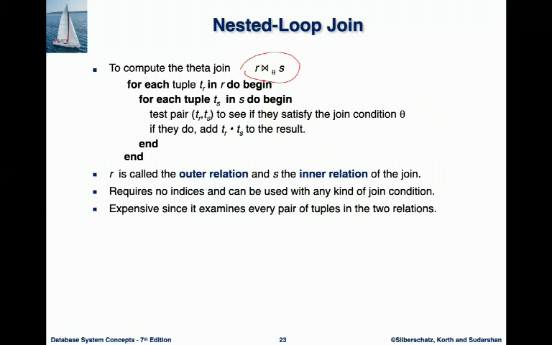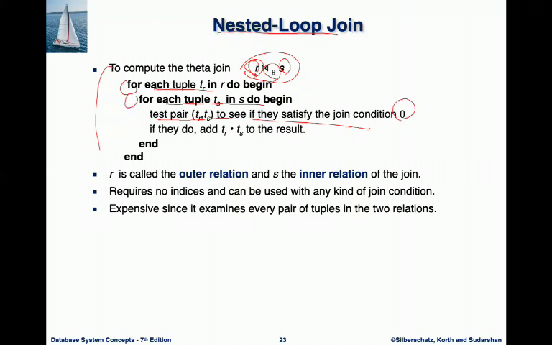You have 2 relations, R and S, and you iterate over every record in R. For every record in R, you do a full scan on S, and check if the join condition theta is satisfied. If the join condition is satisfied, then you put the records together and output it. So that's the concept of nested loop join.